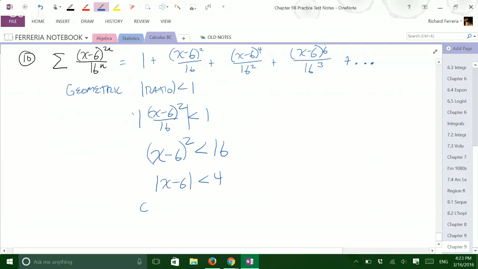Center is 6. Radius is 4. So x needs to be between 6 minus 4, which is 2, and 6 plus 4, which is 10. Don't bother with the endpoints. It's a geometric ratio. That's 10.